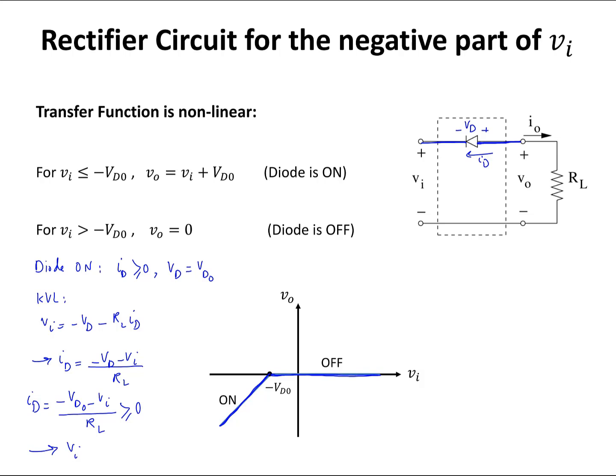That's going to tell me Vi is less than or equal to negative VD0. So when Vi has a negative value that is more negative than negative VD0, then the diode is on, and KVL tells me that Vout is Vi plus VD0. Also, when Vi is greater than negative VD0, the diode is going to be turned off, and the current is equal to 0. When the diode is off, ID equals 0. And because the current is equal to 0, Vout is equal to 0.